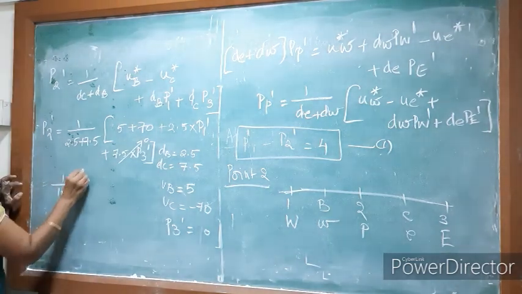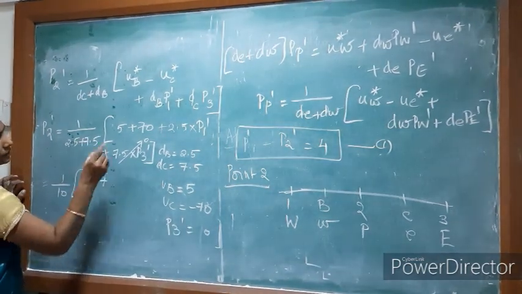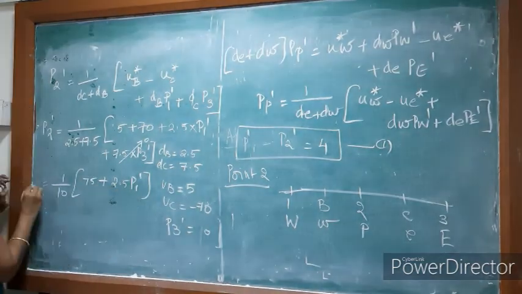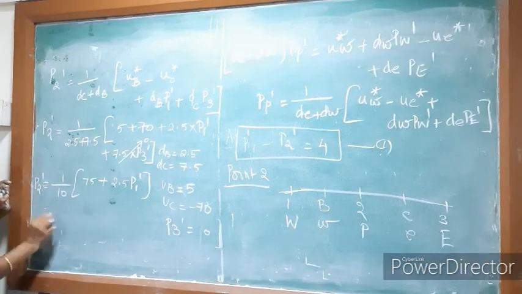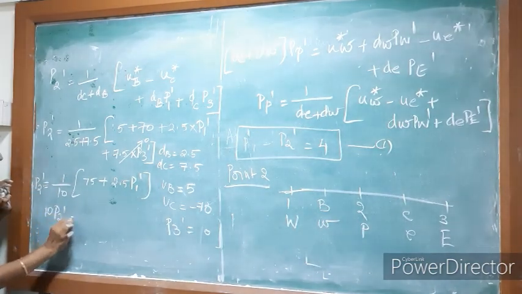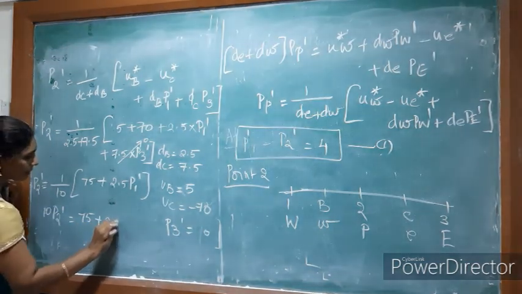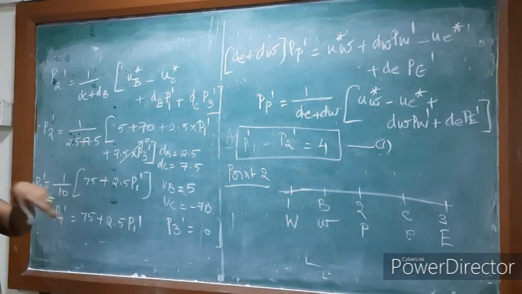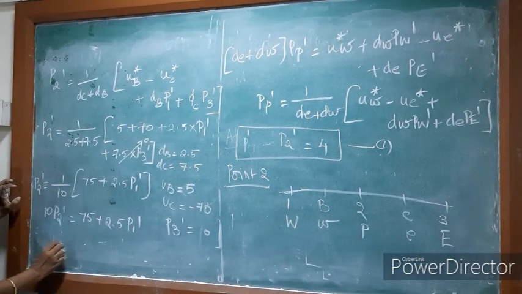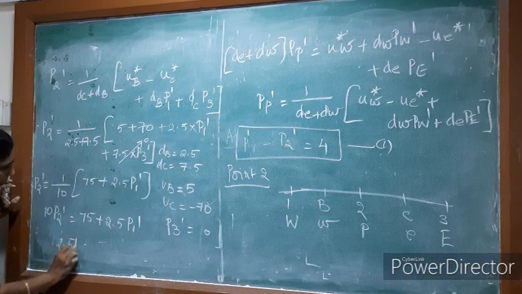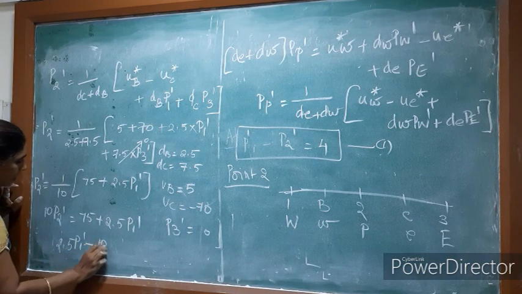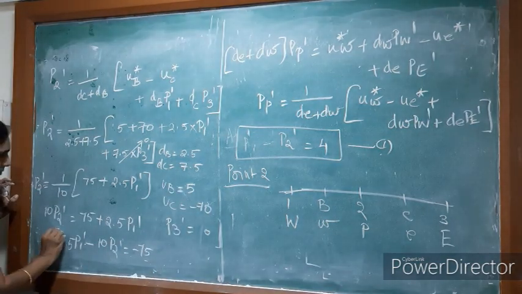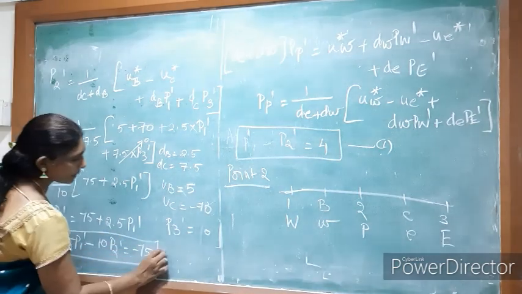So it is 1 by 10, 75 plus 2.5 P1 dash. Right, here I have P2 dash. So it is 10 times P2 dash, 75 plus 2.5 P1 dash. I am just rearranging the equation because we already have P1 minus P2 dash, right? I am bringing to the same form. So 2.5 P1 dash minus 10 P2 dash equals minus 75. This is my second equation.